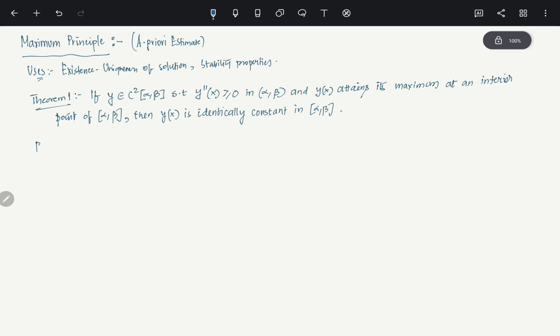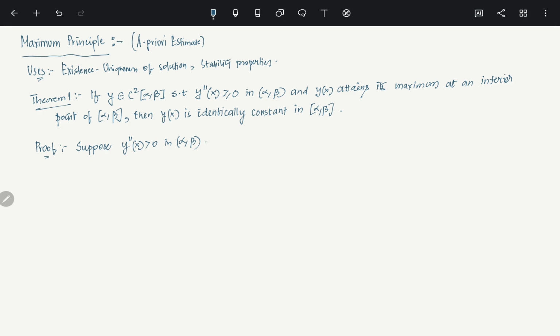Proof. First of all, we will assume that y''(x) is not just greater than or equal to 0 but strictly positive in (alpha, beta), for now. Let's just assume that. So suppose y''(x) is strictly positive in (alpha, beta). You see why we can deduce something like this.